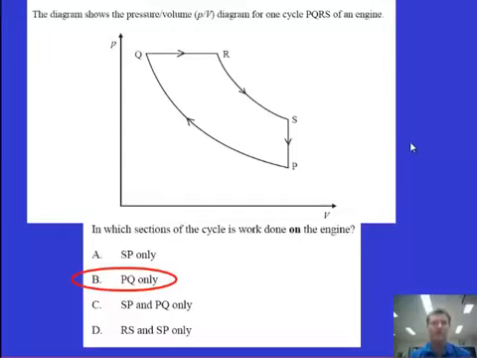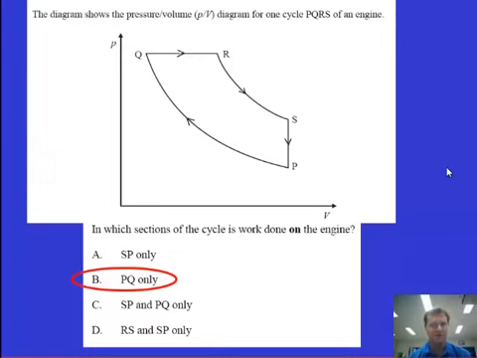Now, hopefully you've worked out the work is done in this situation in the P to Q only, okay, because that's the only section where we're having to compress the volume and there's an area underneath the graph. Okay, so what we have here is this section here underneath that line, that's the one where work is being done on the engine, and everywhere else in the cycle the engine or the gases involved in the engine are doing the work.